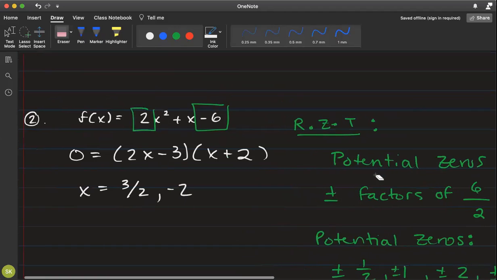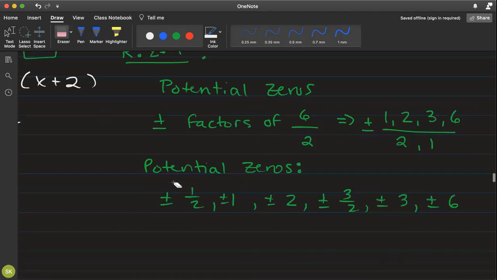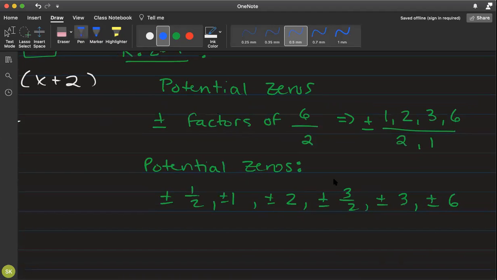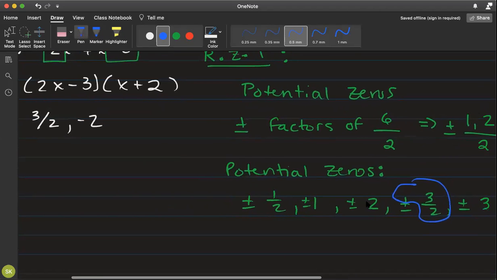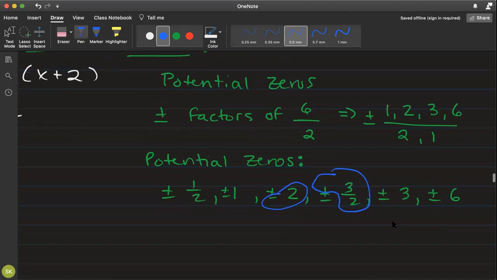And what are the correct ones? Well, we already know what the correct ones are. They're 3/2 and negative 2. Let's look in these potential zeros. I have 3/2 written right here. That was one of the options. And then the other one was negative 2, which is written right here. So if I had no idea, I would just plug in some of these until I got that when I plug it into the function, I got 0. And the only two that will work are negative 2 and 3/2.